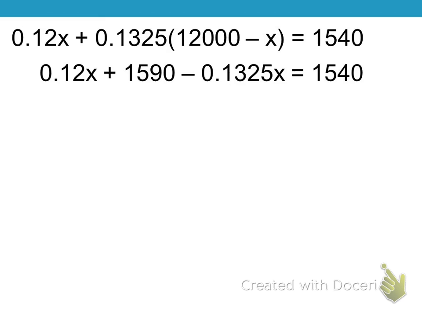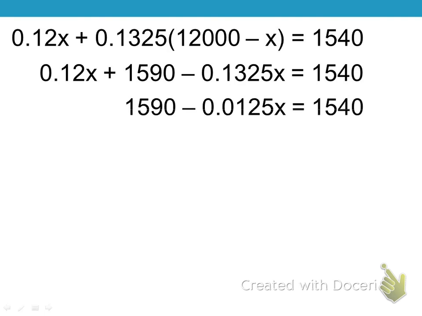Now what? Combine the like terms. We have 2 spots where we have X's. They're both on the left side of the equal sign, so you can just go ahead and subtract them. So 0.12x minus 0.1325x, we'll have negative 0.0125x. Now, the good news is when we subtract the 1590, we'll end up with a negative on the other side of the equal sign as well. So we'll end up with a positive answer.